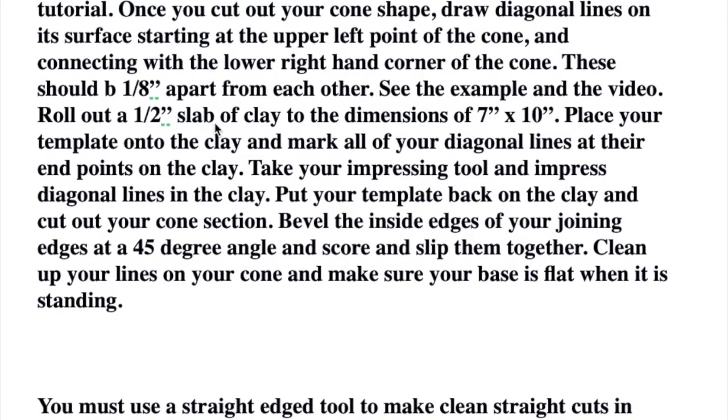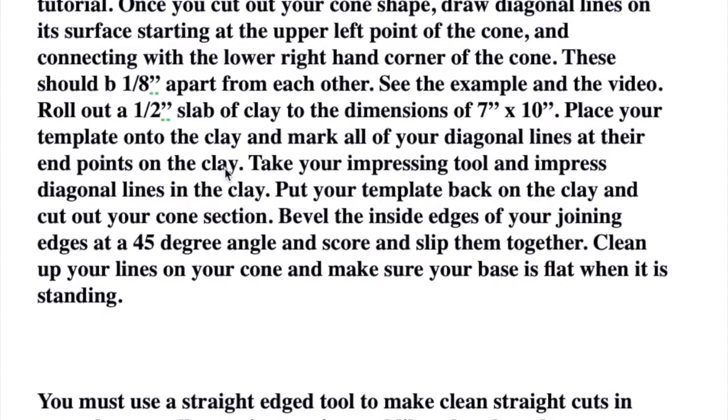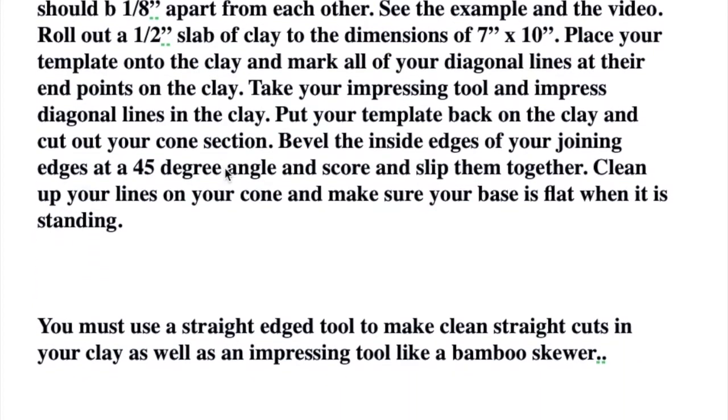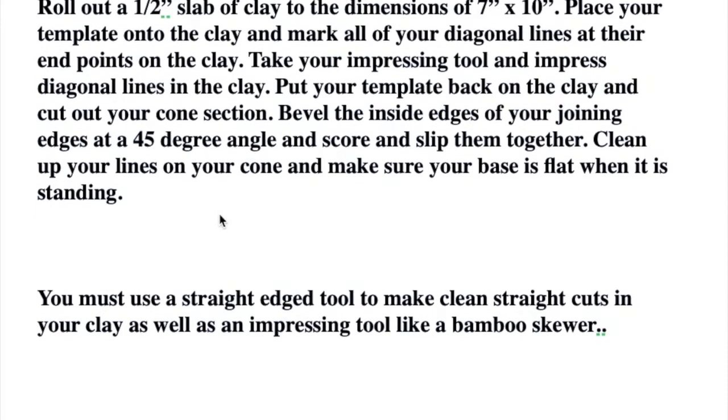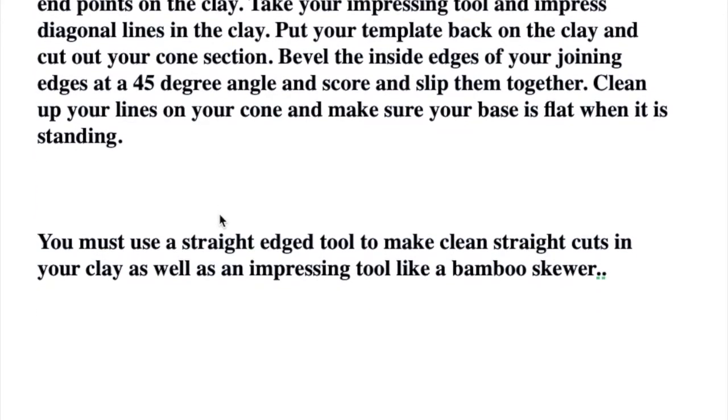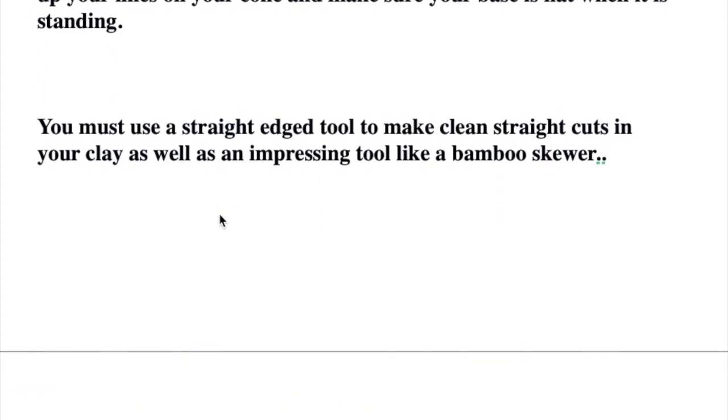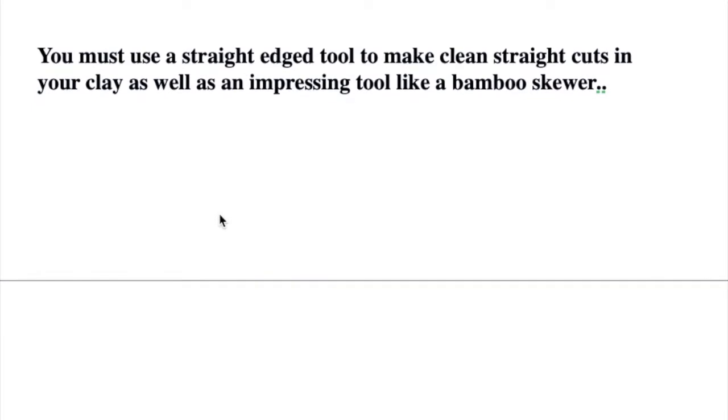Roll out a 1/2 inch slab of clay to the dimensions of 7 inches by 10 inches. Place your template onto the clay and mark all of your diagonal lines at their endpoints on the clay. Take your impressing tool and impress diagonal lines in the clay. Put your template back on the clay and cut out your cone section. Bevel the inside edges of your joining edges at a 45-degree angle and score and slip them together. Clean up your lines on your cone and make sure your base is flat when it is standing. You must use a straight edge tool to make clean straight cuts in your clay, as well as an impressing tool like a bamboo skewer.